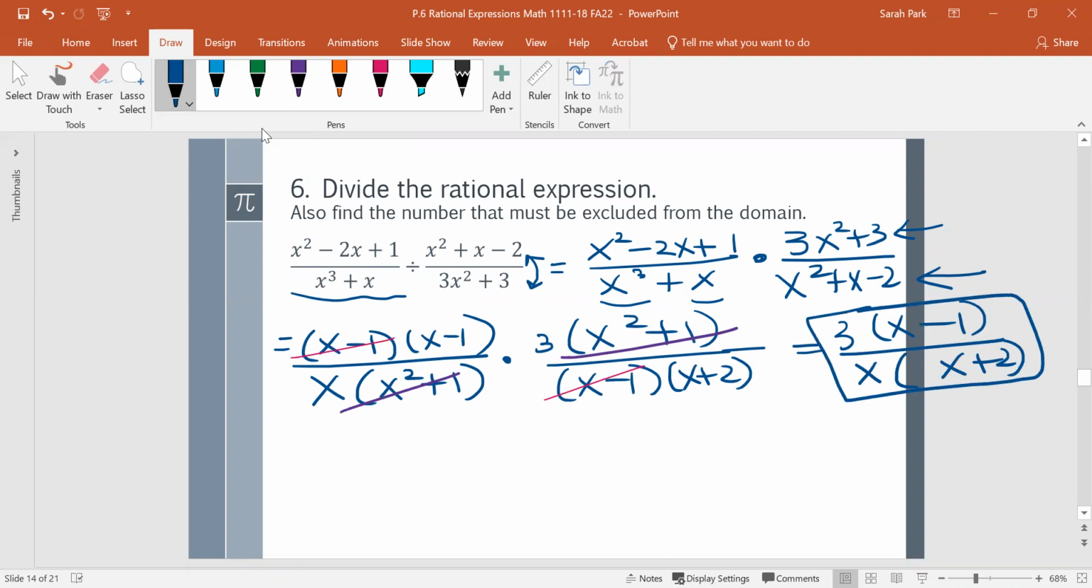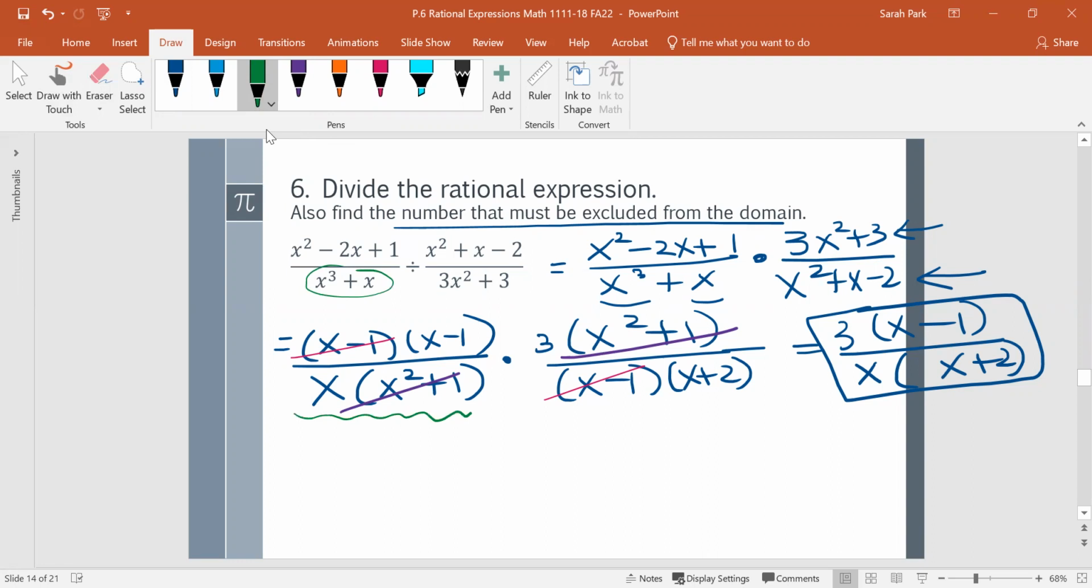Right? Don't forget that we also must find the number to be excluded from the domain. And look, what we're going to look at is a little different. We have to look at what was in the original problem, like what was in the denominator. If you think about what was in the denominator, it's the x to the third plus x, or these factors. So we have to exclude everything from there.